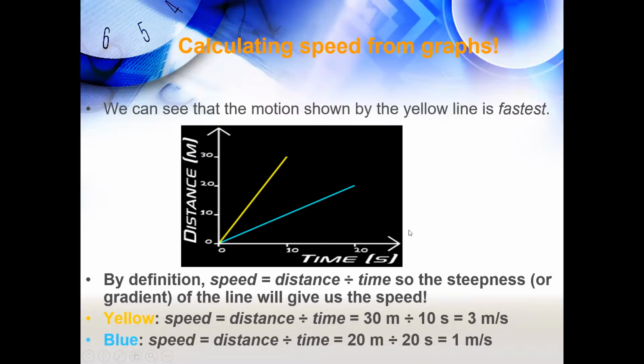In the second case, it traveled a distance of 20 meters, as you can see in the graph, in 20 seconds. So the speed is equal to 1 meter per second, as you can see in this graph.